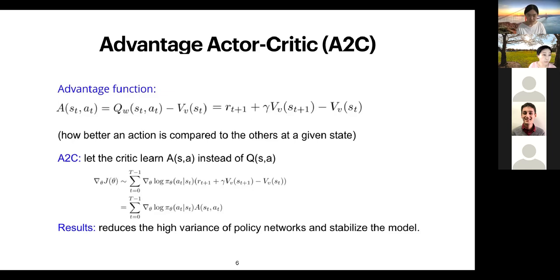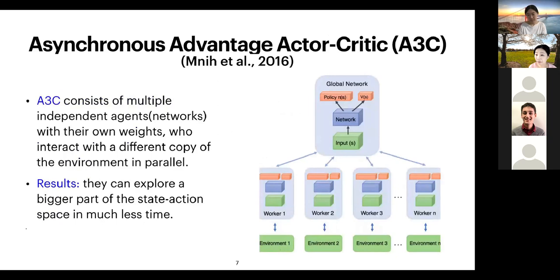Now, one step further, you can have this asynchronous advantage actor critic, A3C. So what is it? It's essentially just multiple independent agents in different environments. You can see the figure on the right hand side, right? You have n such environments. You can have an advantage actor critic for each worker, but you take an average over the workers in terms of doing the training. So it's an ensemble kind of learning.